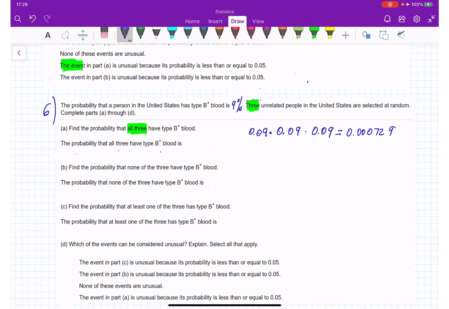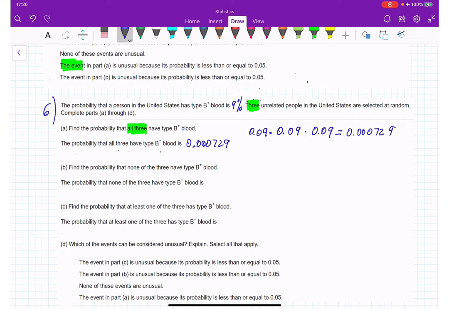And we are getting 0.000729. One thing I forgot to tell you earlier: when you are solving problems in statistics, you do not round, because as you see, a 6-digit decimal can affect the result. So do not round until the final answer. Okay.